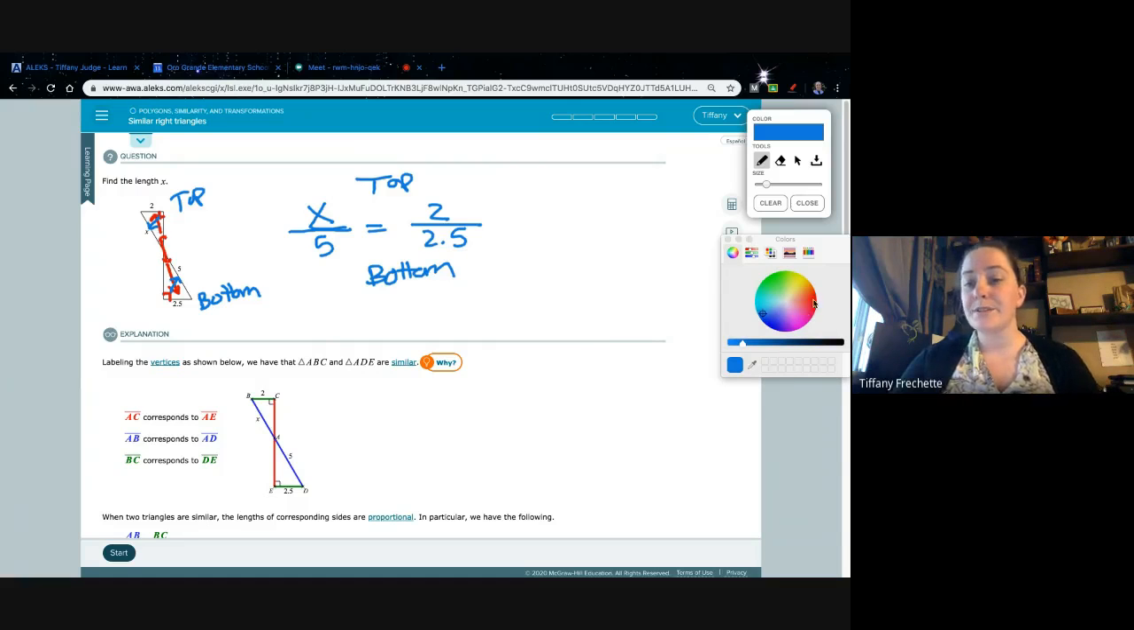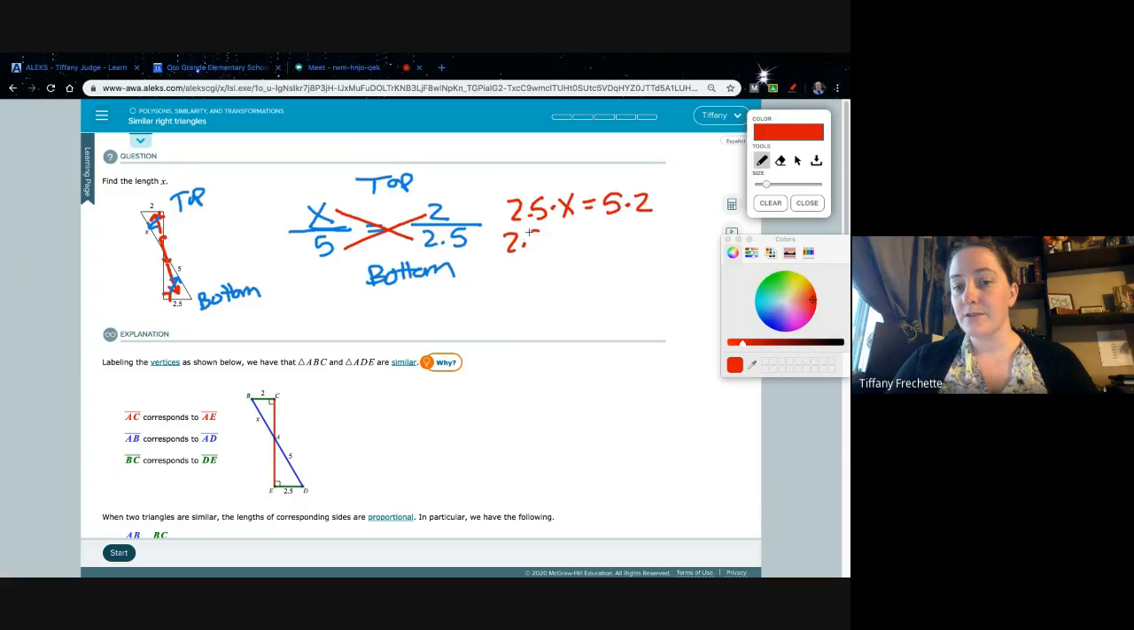And what I want to start doing is cross multiplying. So I have 2.5 times x equals 5 times 2. So I have 2.5x because we just squish those together. And then 5 times 2 is 10. And then I want to divide by 2.5. 2.5 divided by 2.5 is 1. So x comes down, and then this is going to be 4. 10 divided by 2.5 is 4.